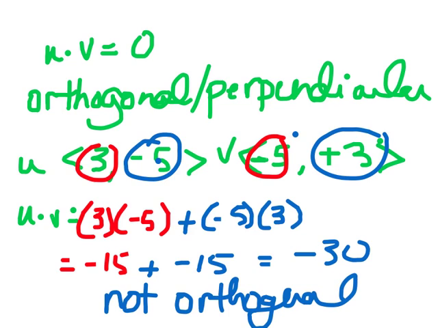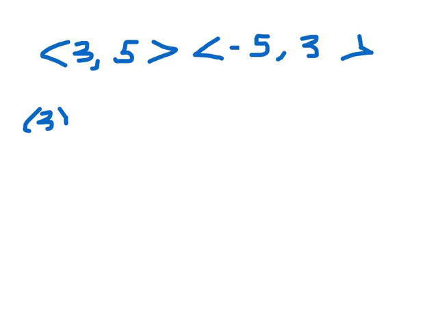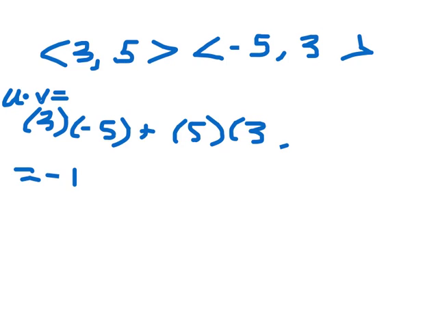If I needed a +15 right down here when I multiplied the y parts, so it looks to me like what I should have done if I wanted to make them orthogonal. Let me do that on the next slide. So let's try this. 3, 5, -5, 3. Okay, so now let's try it. Let's do the dot product. 3 times -5 plus 5 times 3 would be -15 plus 15, which is equal to 0.